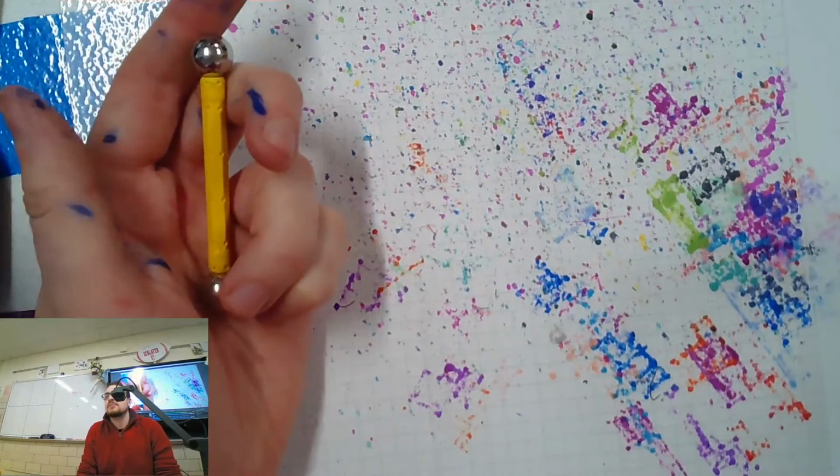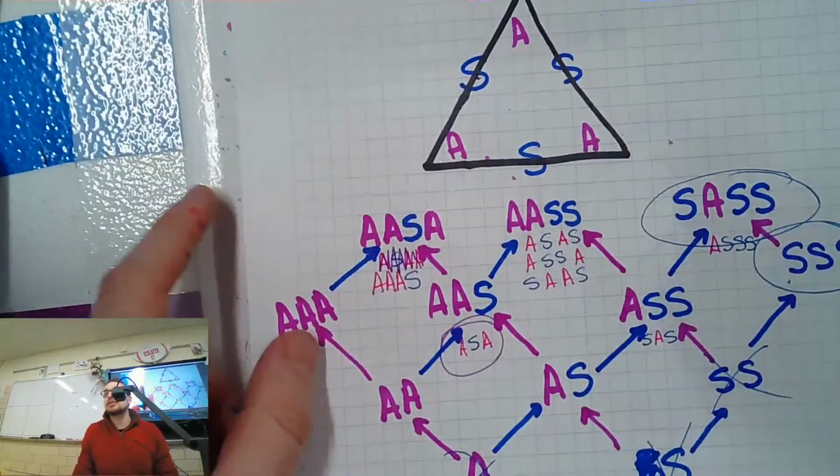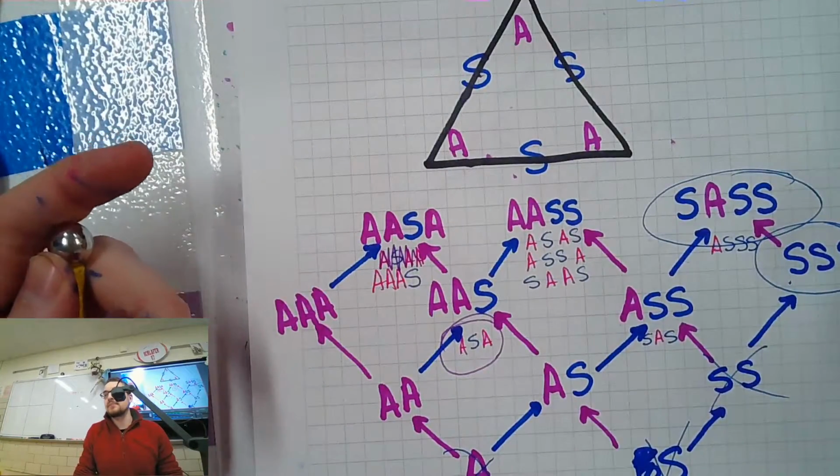That makes sense. But do we have to check every single angle and every single side to make sure triangles are congruent? That would be really annoying, right? We want to find a shortcut. So here's what I've done. I've made a map.